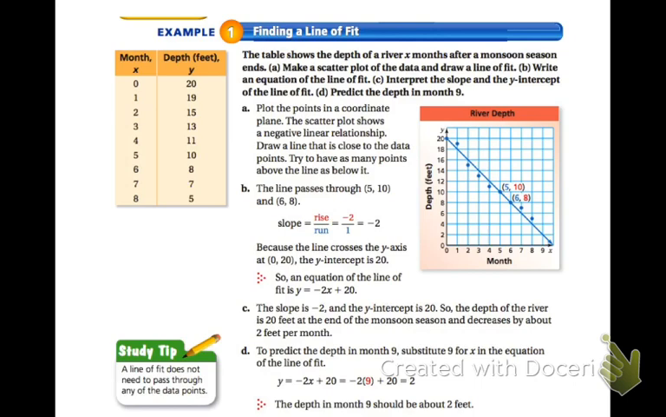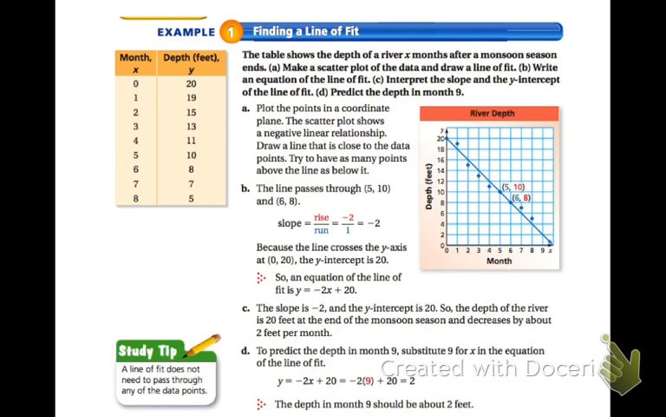So in this example, the table to the left shows the depth of a river X months after a monsoon season ends. So A, we're going to make a scatter plot of the data, then we'll draw a line of fit. B, we'll write an equation for that line. C, we'll interpret the slope and the y-intercept. And then D, we'll predict the depth in 9 months.